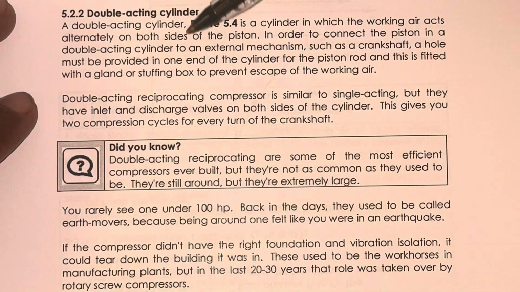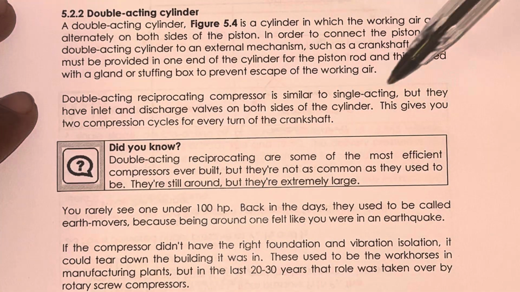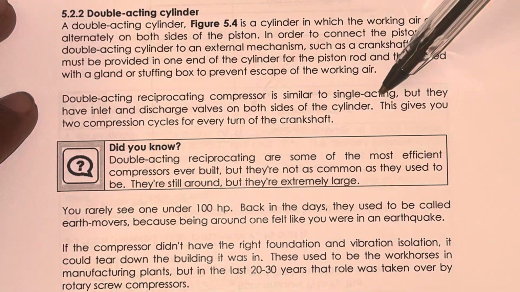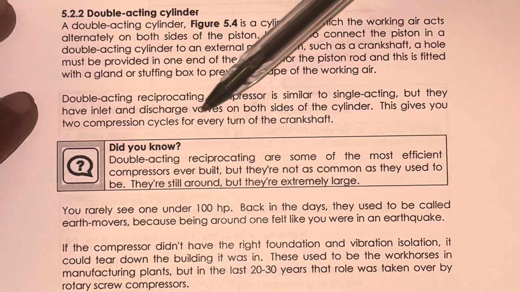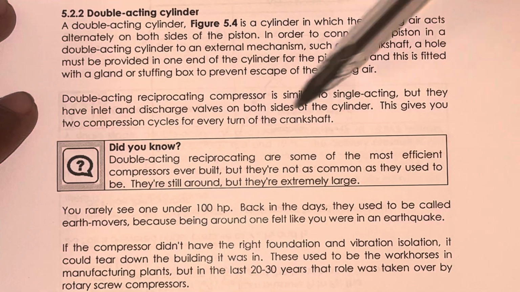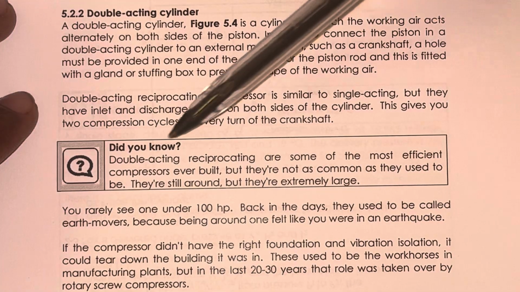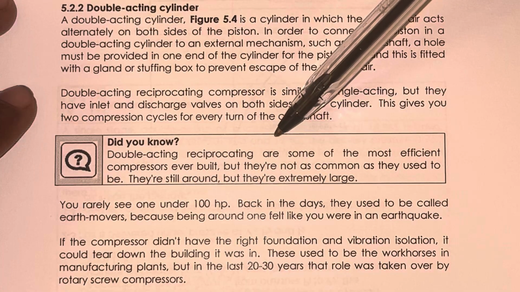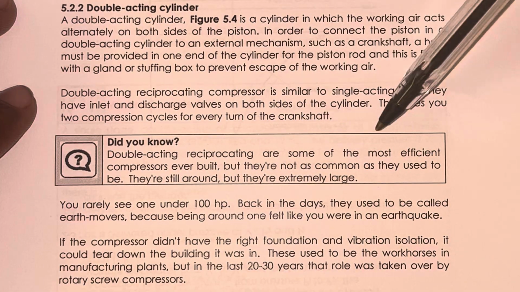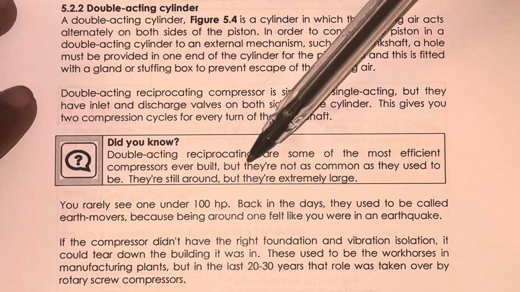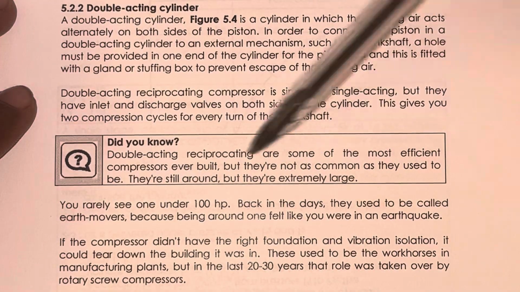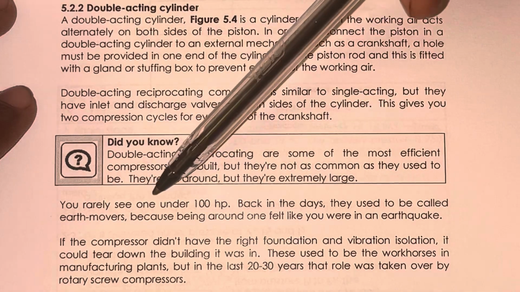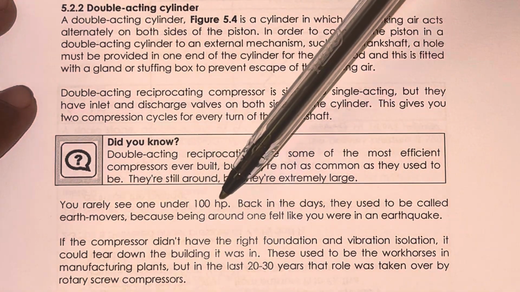A double acting reciprocating compressor is similar to a single acting one, but it has inlet and discharge valves on both sides of the cylinder. This gives you 2 compression cycles for every turn of the crankshaft. Did you know double acting reciprocating compressors are some of the most efficient compressors ever built, but they are not as common as they used to be. They are still around, but they are extremely large. You rarely see one under 100 horsepower.